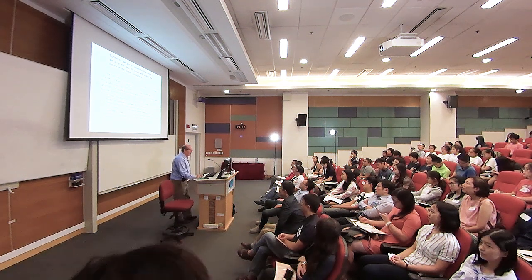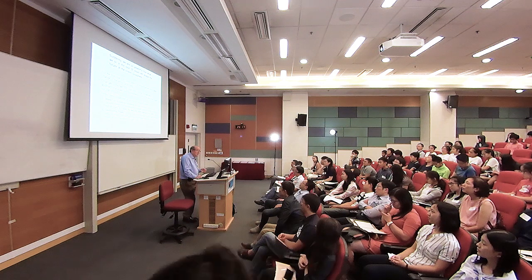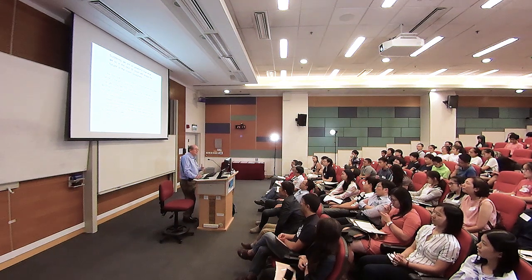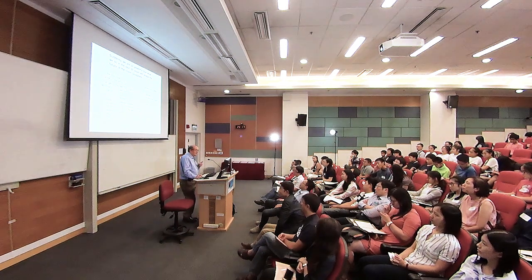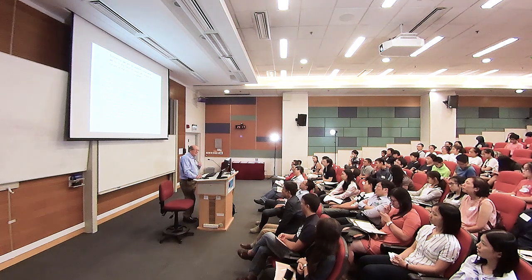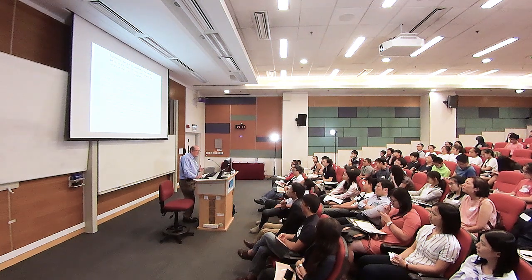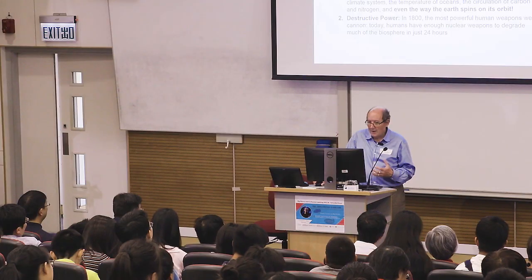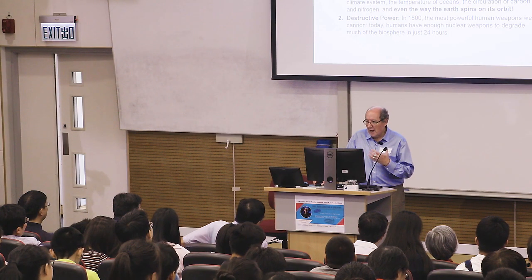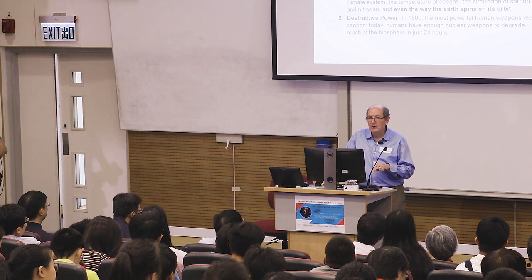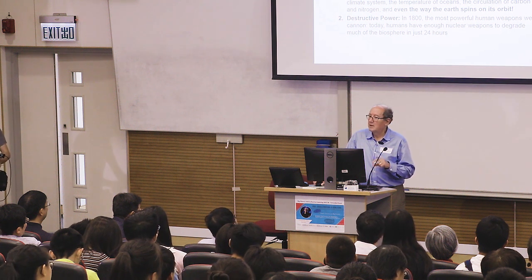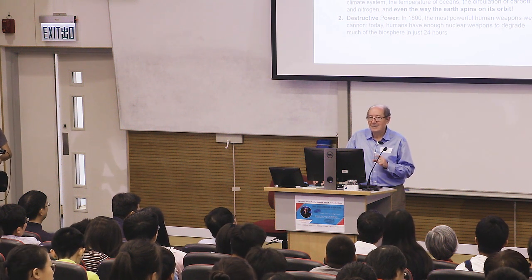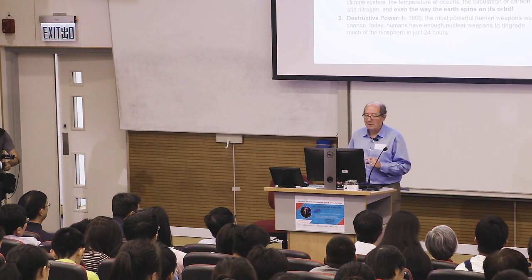In 1800, the most powerful human weapons were probably the cannon used at the Battle of Waterloo. Today, there are something like 16,000 or 19,000 nuclear weapons, 1,500 of them on hair trigger alert. If we unleashed them, we could degrade the biosphere in 24 hours. That's the power we have over planet Earth.